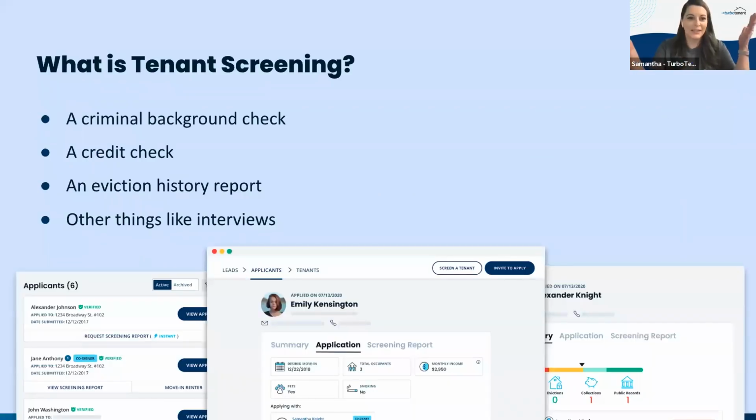What is tenant screening? Well, it is a combination of a criminal background check, a credit check, eviction history reports, and other things like interviews. So your process can determine what is tenant screening, and we're going to dig into that a little bit more, but this is the base of it. This is what we're going to be talking about further. Absolutely.